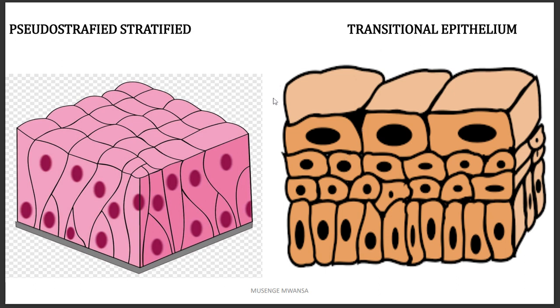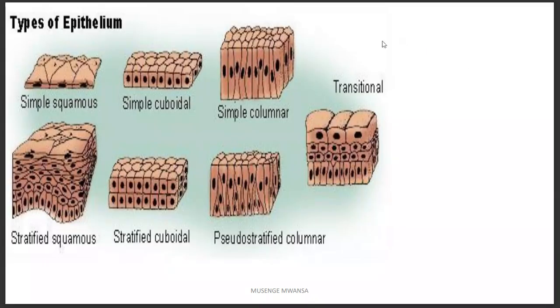We also have the transition epithelium. The transition epithelium is a type of stratified because it has got many layers. Now, the only thing is that these layers, you have got some layers which are cuboidal, others are columnar, others are squamous. So there are different types of cells. That is why it is called transitional, because the cells just change, right?